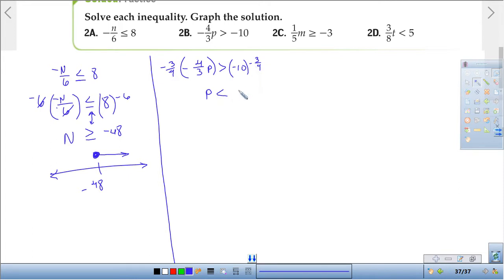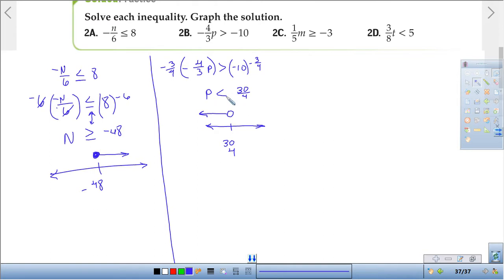What does this give me? 30/4. What is that? 7.5. All right, we'll leave it like that. So p is my answer. I'm going to go over here, put my number line. We're going to go with 30/4. The variable is on the left, so I'm going to go to the left.